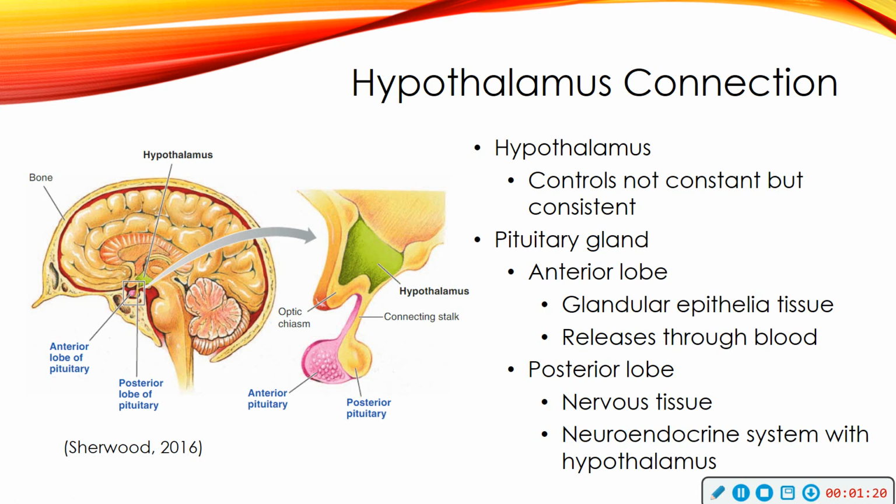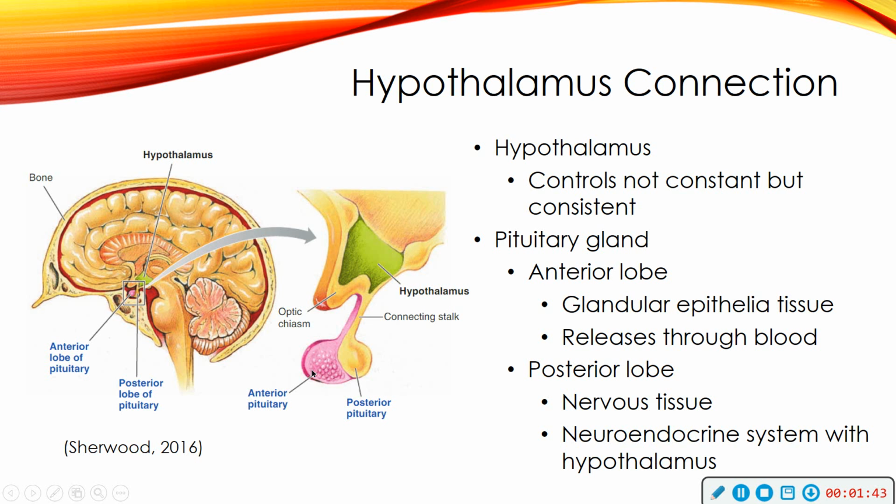What it controls is not a constant release of hormones, or it is not a constant thing that happens 100% of the time, but there is a consistent pattern as to how it functions. So the pituitary gland, like I said, has these two lobes. They're called anterior and posterior.